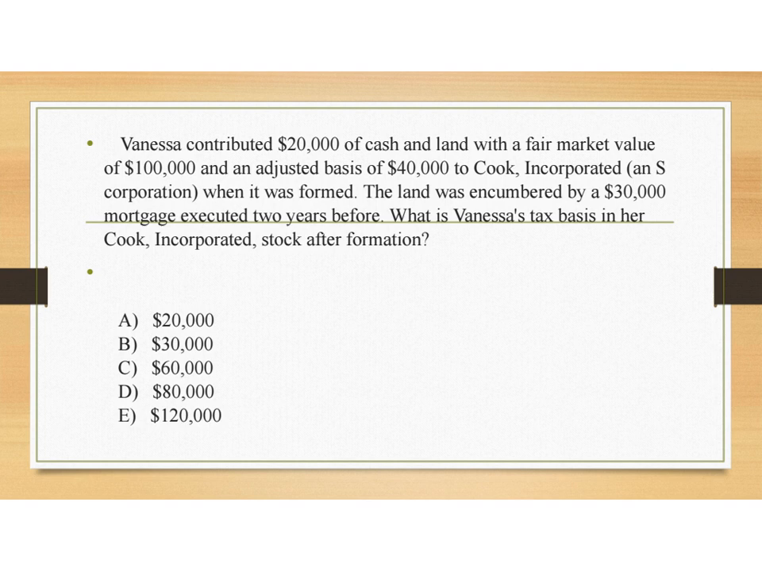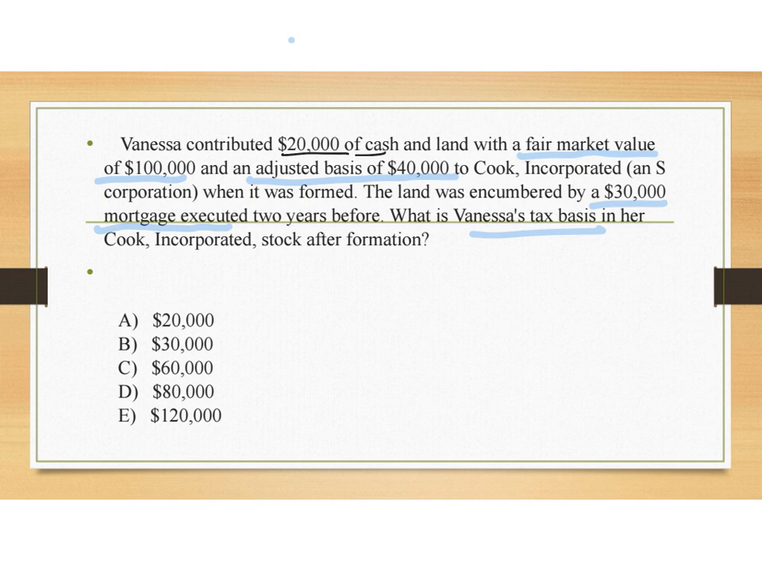All right, so here we go. We've got Vanessa, and she contributes cash and land with a fair market value of $100,000 and an adjusted basis of $40,000. The land had a $30,000 mortgage. So the question is, what's your tax basis in the stock?